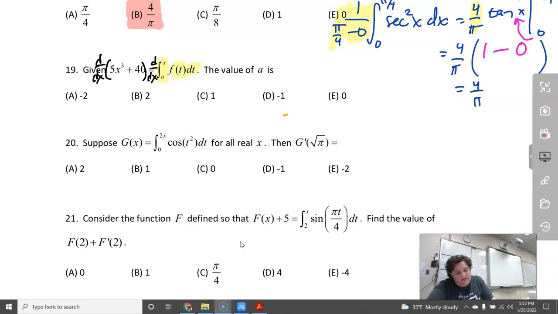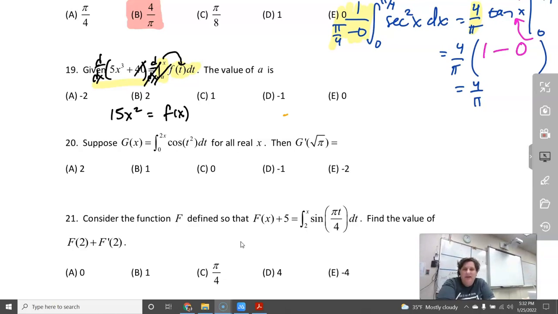All right, so look over here. The derivative of 5x to the third is 15x squared. The derivative of 40 is 0. Okay? So I know that that equals, sorry, the derivative of an integral, which just plugs it in here, it's f of x. That's what f of x is. Okay? That's what f of x is.